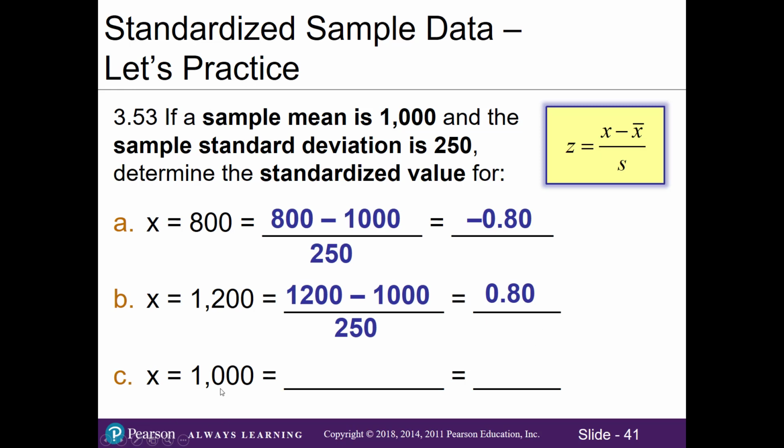In part C, our x is 1,000. Let's go ahead and convert that. So plugging in 1,000 minus our sample mean and divided by our standard deviation, we get 0 because we are 0 standard deviations from the mean. We are exactly on the sample mean. So I'm right in the middle of my distribution.